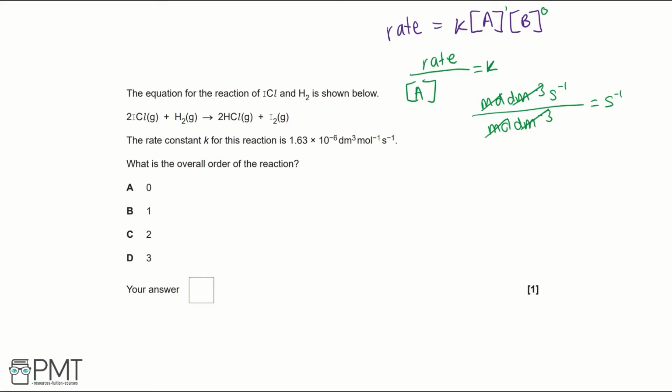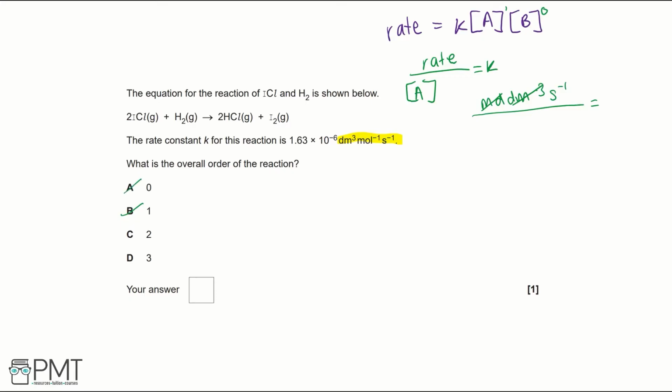In the question, we have decimeters cubed moles to the minus 1, seconds to the minus 1, so it's not first order. So we can cross out B. It's not going to be 0th order, because 0th order would be having nothing on the bottom, and then we would get the same units as rate. So it's not 0th order.